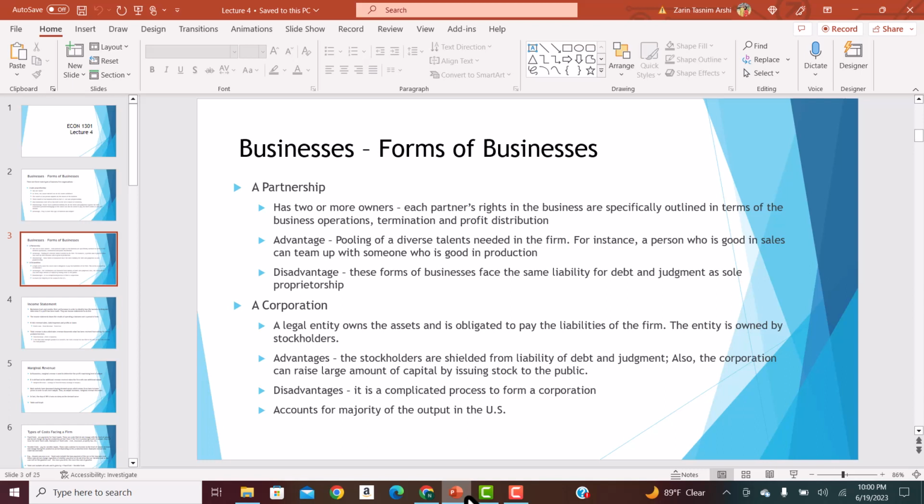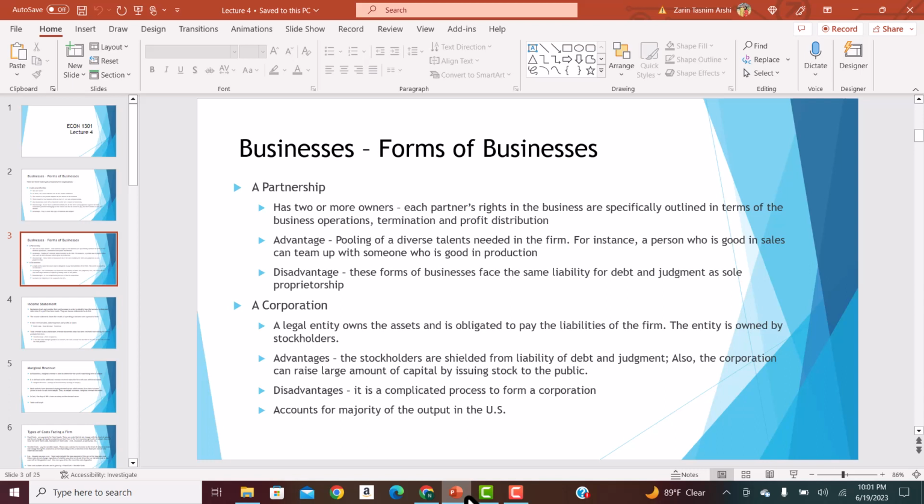Usually between 2 to 5 partners in this type of business, and in this type of business organization, which is also known as partnership, the rights of each of the partners or owners are specifically outlined in terms of the business operation, termination, and profit distribution. What does that mean? Let's say John, Blake, and I buy a business, and we start operating the grocery store. The business will specifically outline that I will be responsible for buying inventory, John will be responsible for doing the advertising, and Blake will be responsible for payroll and hiring individuals. So that's how the business specifically outlines the responsibilities of all the owners.